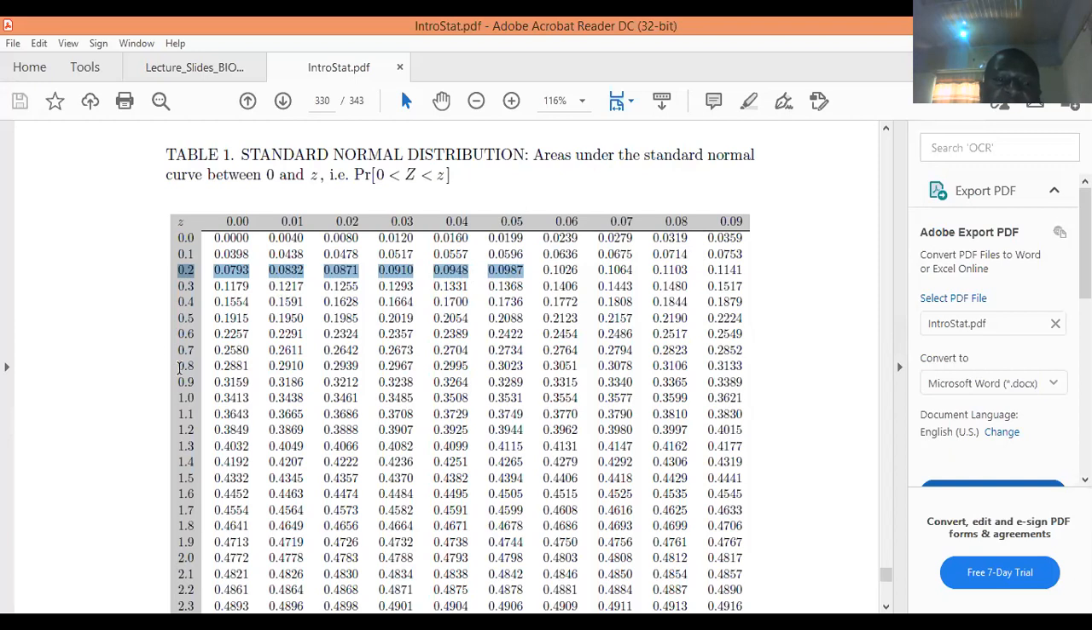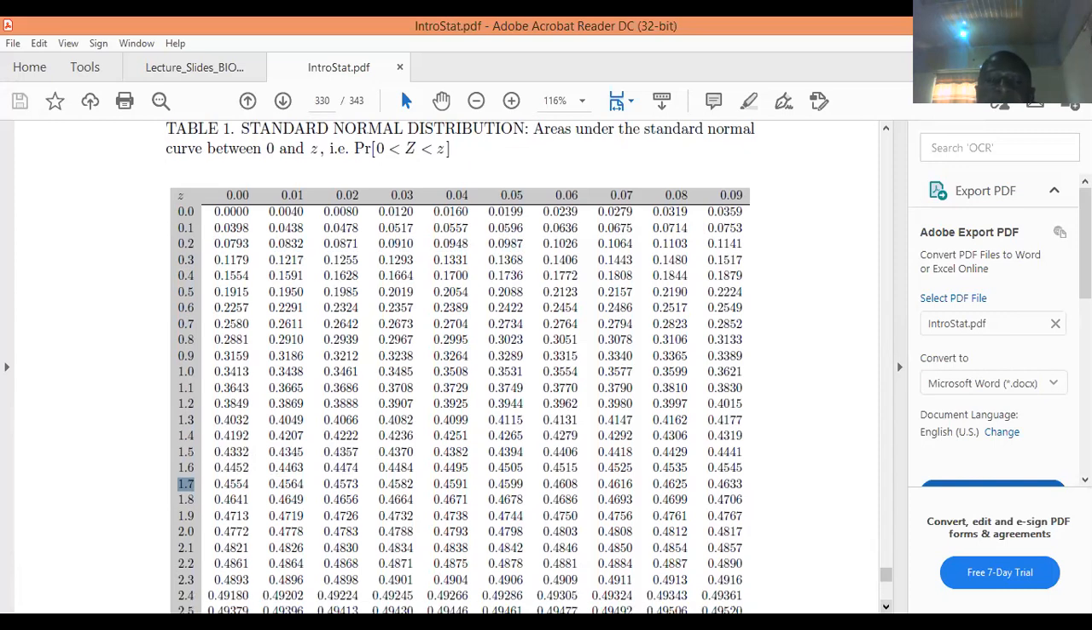So 1.75. So we read 1.7 here. Can you see 1.7 here? So we have 1.7 there. And we look for 0.05. So from 1.7, then we look for 0.05. And 0.05 is here. So our value is 0.4599.